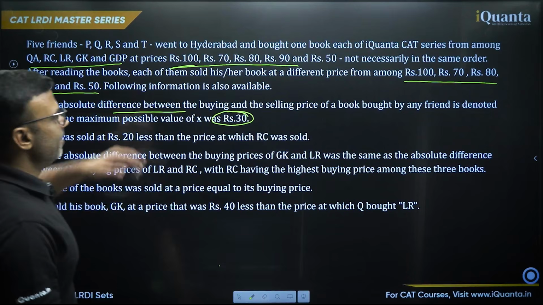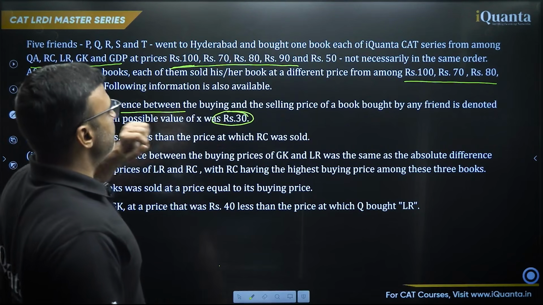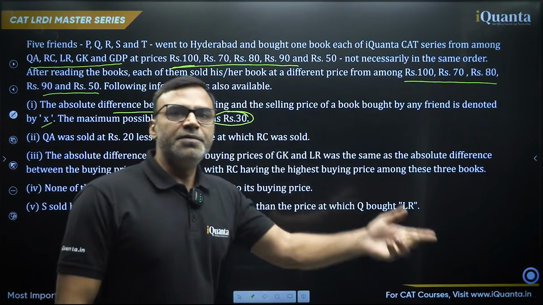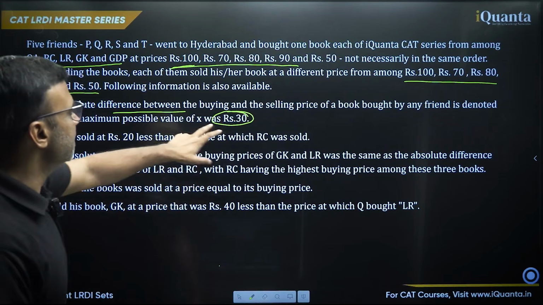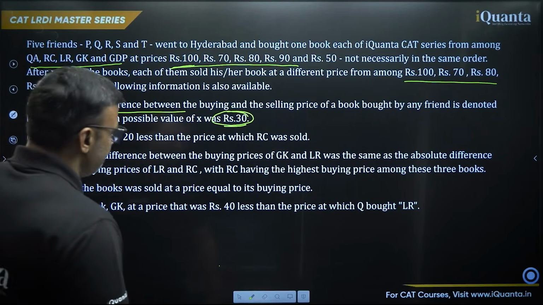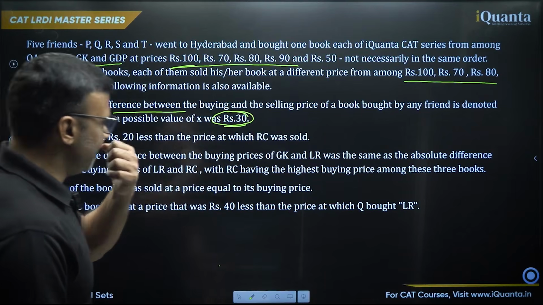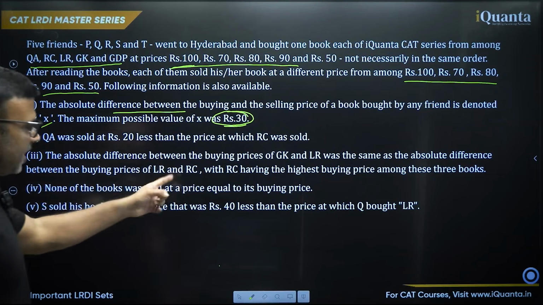So if the buying price is 100, the selling price cannot be 50, because then the difference would be 50, and here the difference cannot be more than 30. Nice. QA was sold at 20 less than the price at which RC was sold. The absolute difference between the buying price of GK and LR was the same as the absolute difference between the buying price of LR and RC.